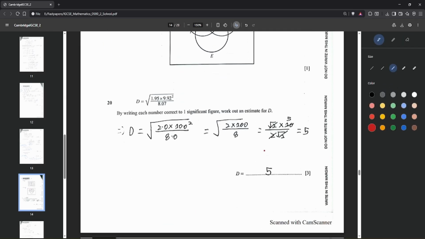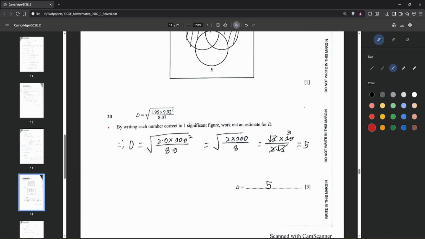All right, next up we have the given number. By writing each number correct to one significant figure, work out an estimate for D. So we need to round off all of these numbers to one significant figure. So this becomes 2, then 9.92 becomes 10, and 8.07 becomes 8. So if you evaluate this, we have 2 times 10 divided by 8, right?